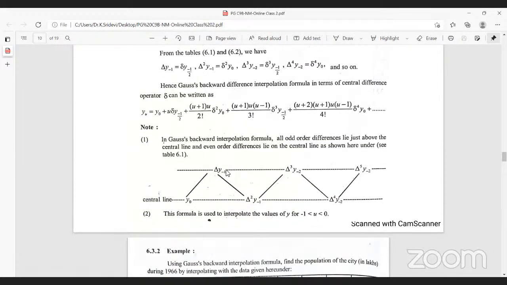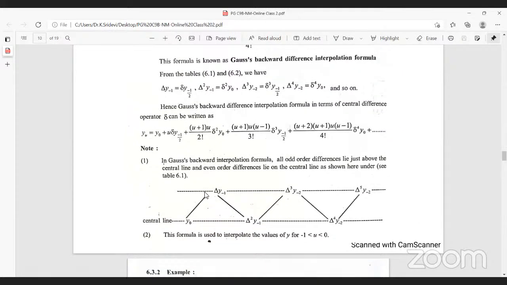Now, according to this one, all odd order differences are above the central line, and even order differences are on the central line. So if you observe the table, in this formula the forward difference operators are on the central line and above the central line. In the previous derivation, that is Gauss's forward difference interpolation formula, the forward difference operators are on the central line and below the central line.